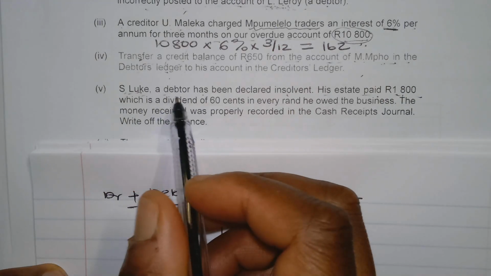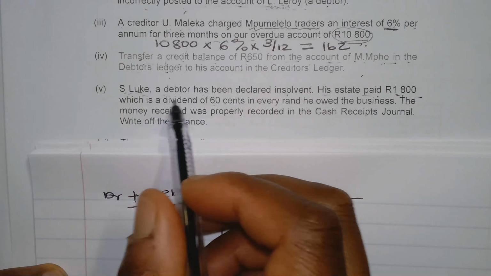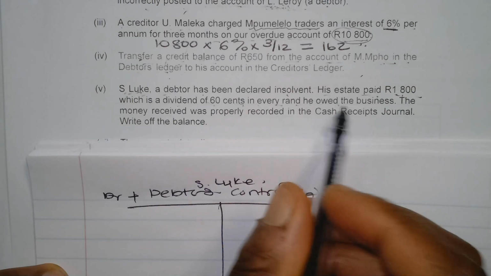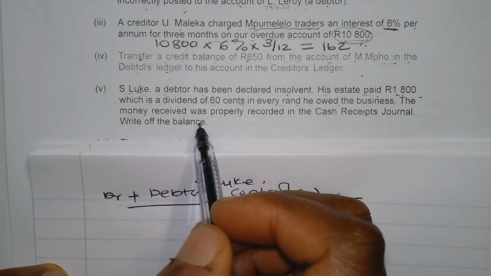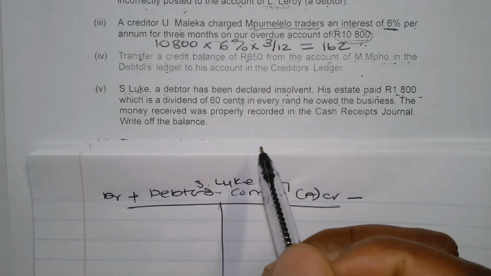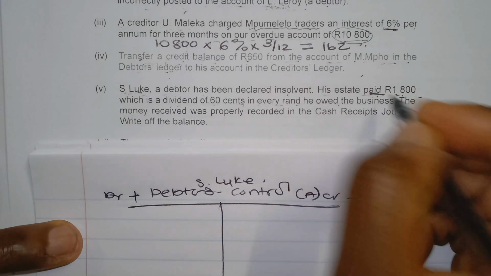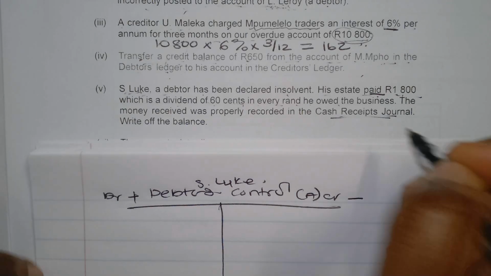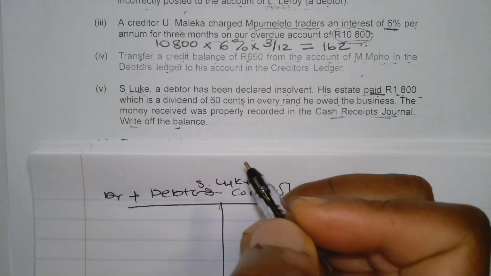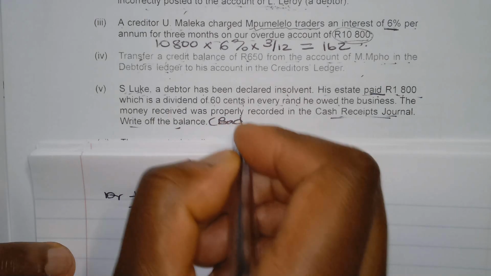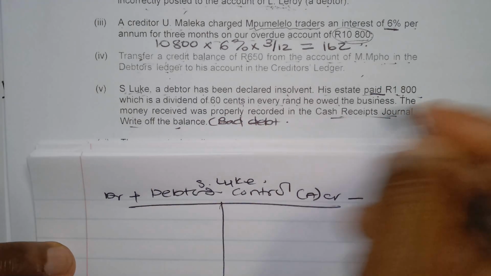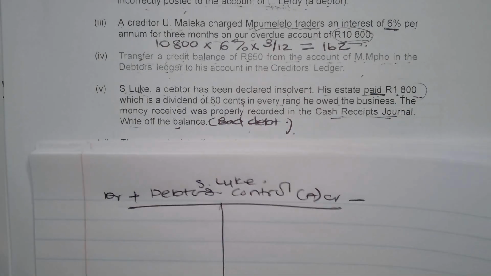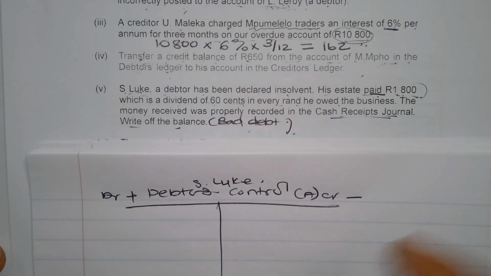1,800, which is declared, which is a dividend of 6% in every rand he owed the business. The money received was properly recorded in the cash receipts journal and the balance was written off. Usually, if someone pays you, obviously you would record that in the cash receipts journal, right? Which means the other balance was written off, which means it was a bad debt. So you only received this much, the rest you took as bad debts. Right, so let's start with my table before the T account.